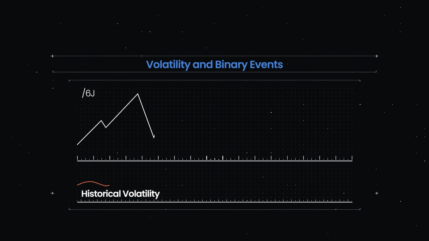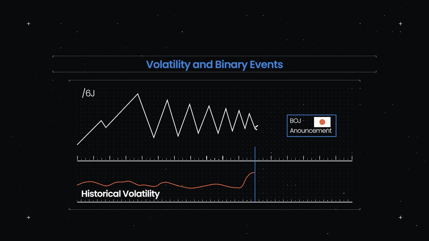IV tends to increase around events that impact expectations for the future due to the uncertainty associated with them. These dates are known as binary events, and we will discuss examples of them and their impacts on options trading in more detail in the advanced section.